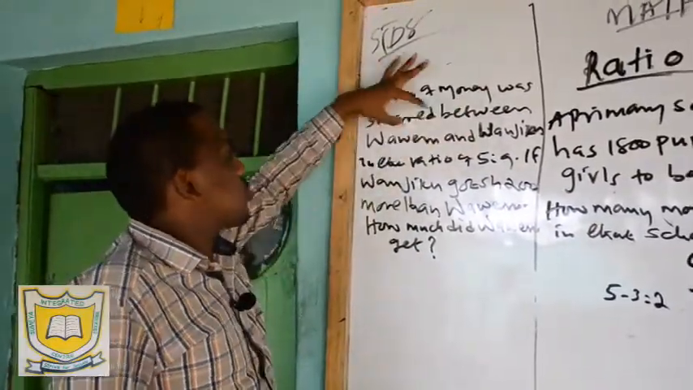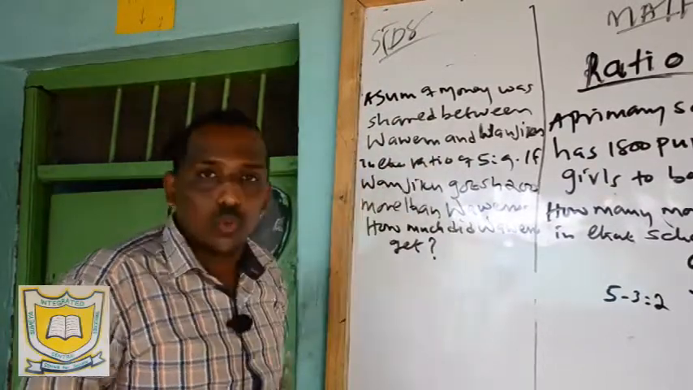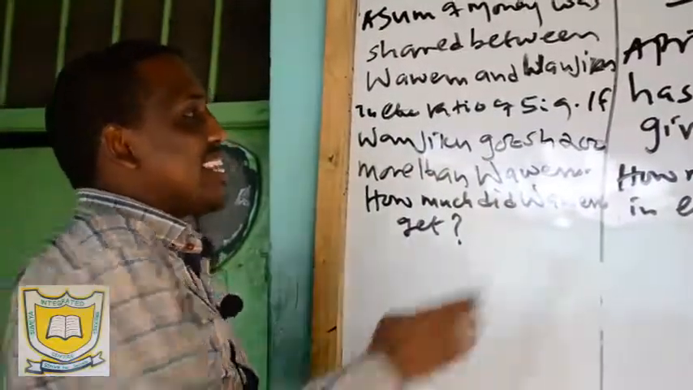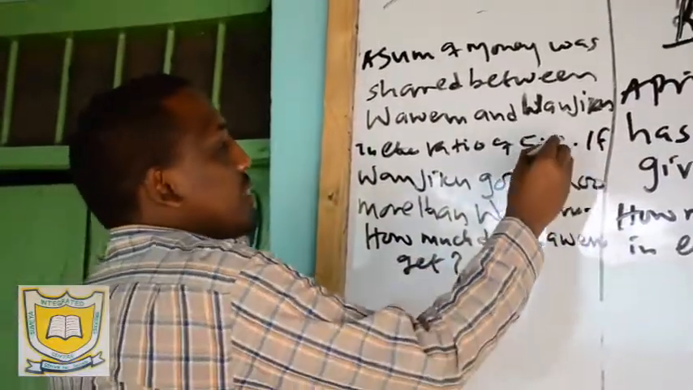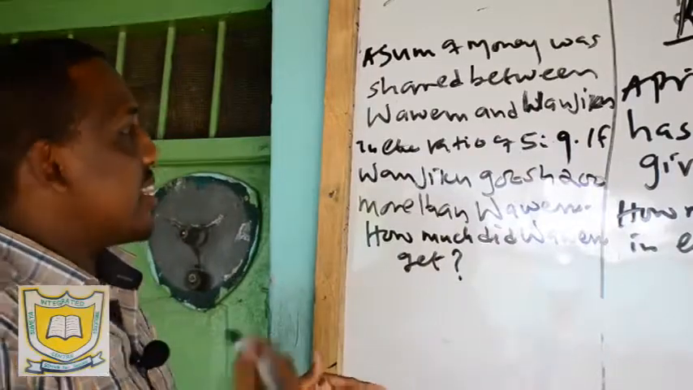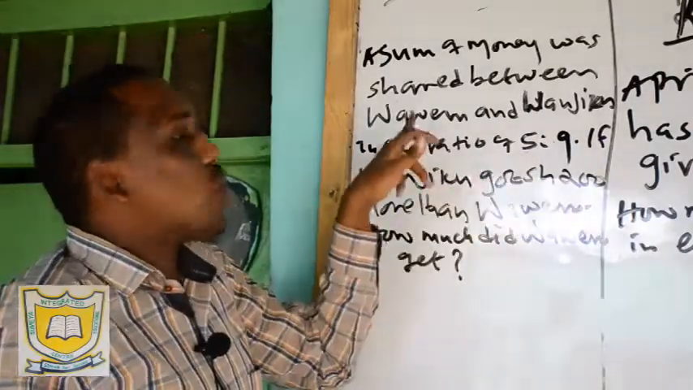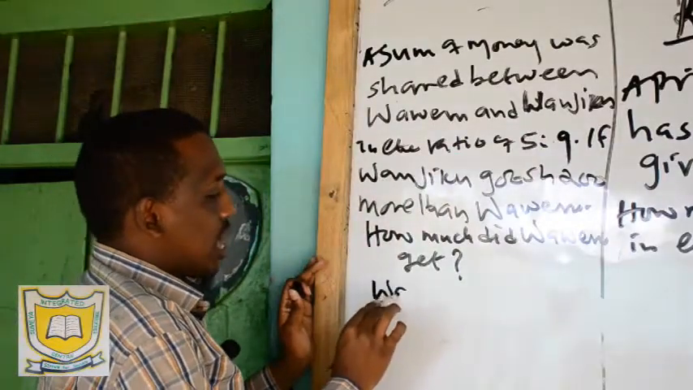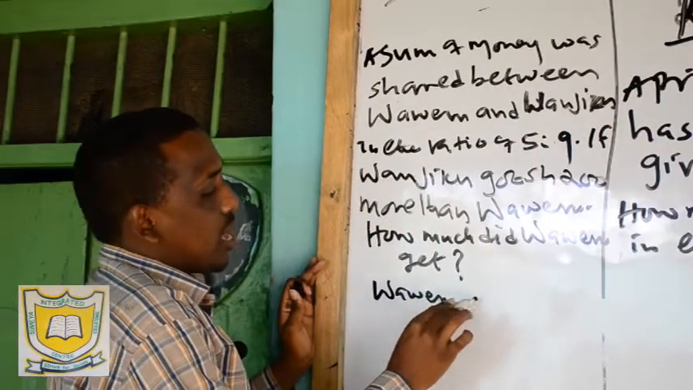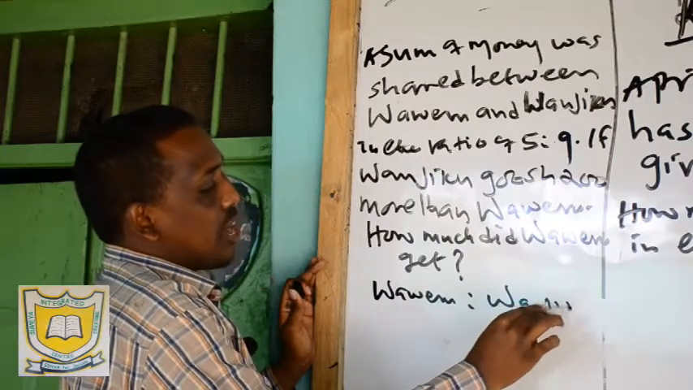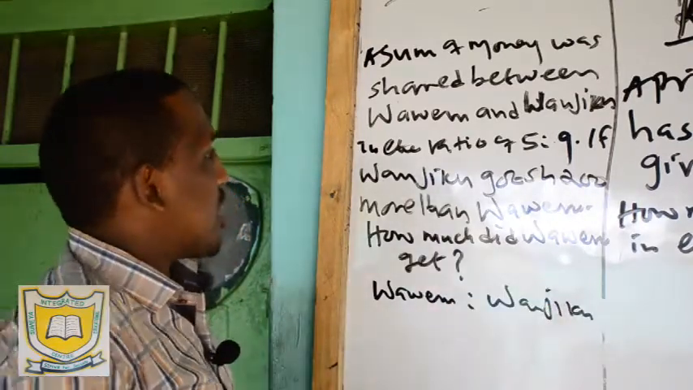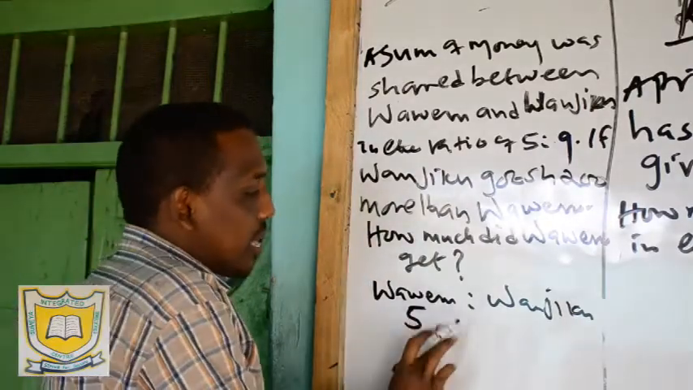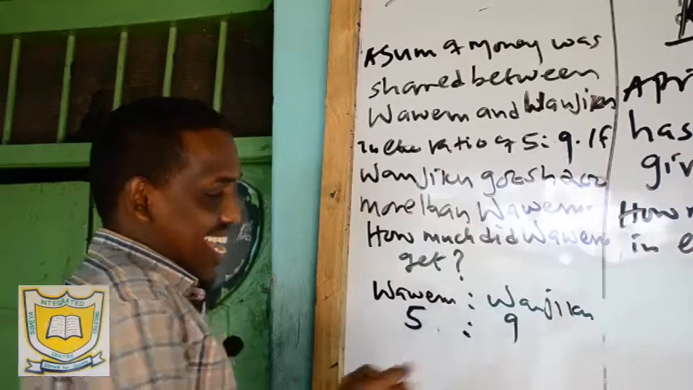The sum of money was shared between Waweru and Wanjiku. There are two people here, in the ratio of 5 to 9. 5 belongs to Waweru. 9 belongs to Wanjiku. So we have Waweru and we have Wanjiku. So the ratio of Waweru is 5, and this one is 9.